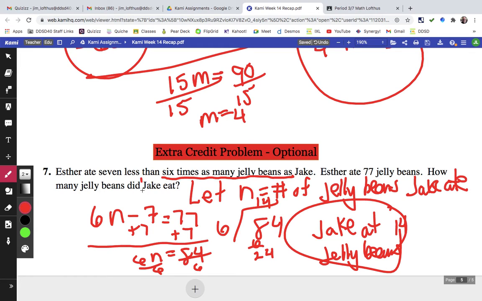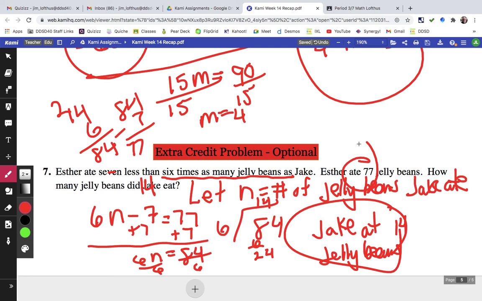If he ate 14 and Esther ate 7 less than 6 times what he ate, then let's do 6 times what he ate. That's 84, and then let's do 7 less than that. And it should be 77. There we go. Okay, that is a recap of Thursday, January 7th.